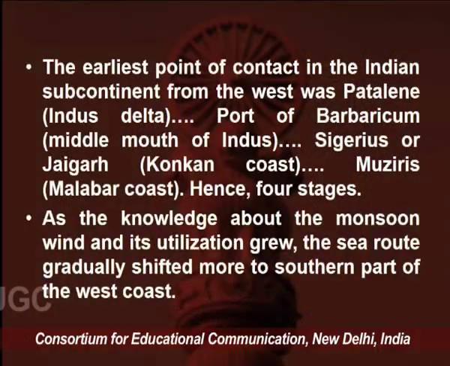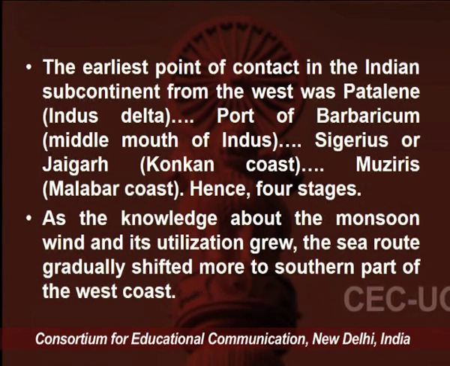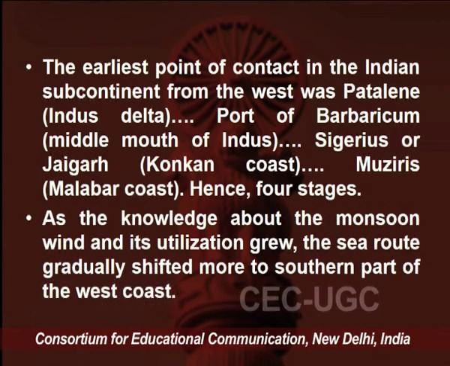So, from Red Sea port, Myos Hormuz, to the Muziris, which is on the Malabar coast, which is also referred to in the Sangam literature as Musiri, and it is said that this distance was covered in 40 days. Now, the earliest point of contact in the Indian subcontinent from the west was a particular port, Pathaline, which was located on the Indus Delta. So, right at the point where Indus meets the Arabian Sea.